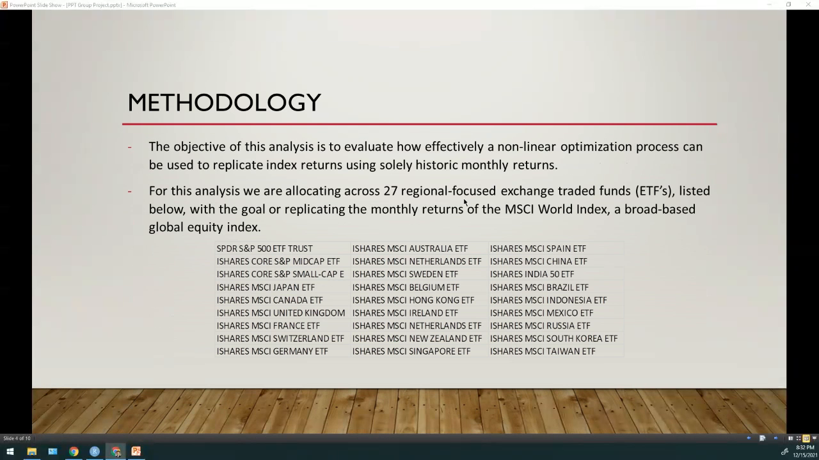From a methodology standpoint, I mentioned already that we utilize a nonlinear optimization process. That's because the way this model is set up, it's not linear in fashion, and we'll talk about why that's the case and how the data comes about. Again, we looked at 27 different regional focus ETFs. We show them here within this slide. I won't go into all of them, but you can see that it's a fairly robust universe of funds, both developed as well as emerging market.